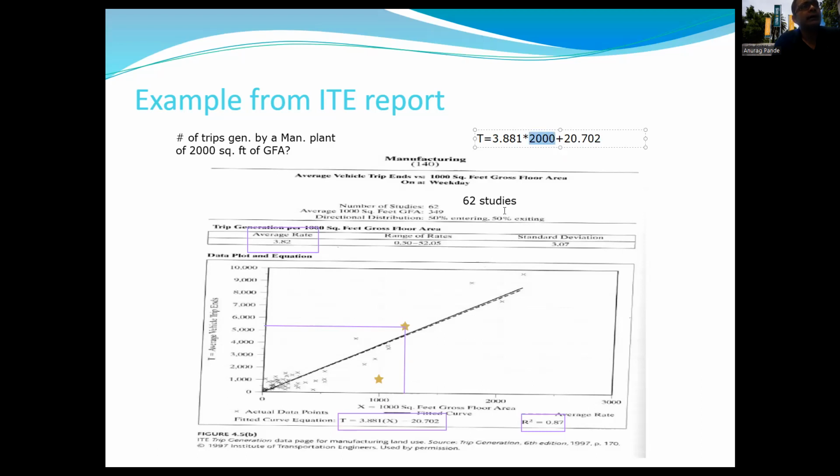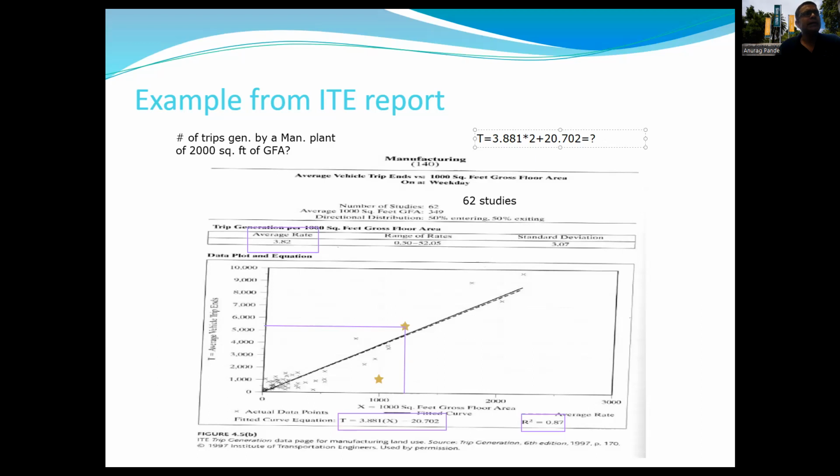Why is this not correct? Because my x-axis is in thousands of square feet, and I'm giving 2,000 square feet of area. So this 2,000 shouldn't actually be 2,000. It should be just 2, because it's 2,000 square feet of gross floor area and the unit here is 1,000. It's just simple arithmetic. You can solve this equation and get the number of trips, and I'll let you do that.